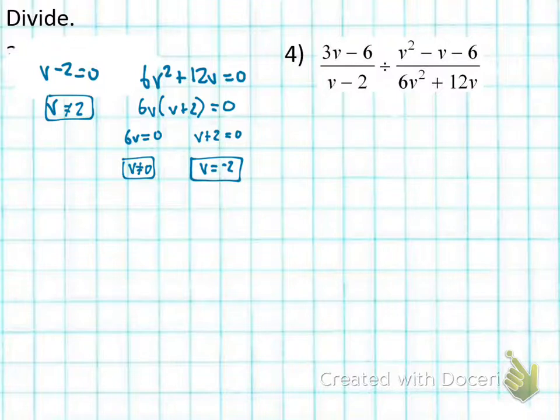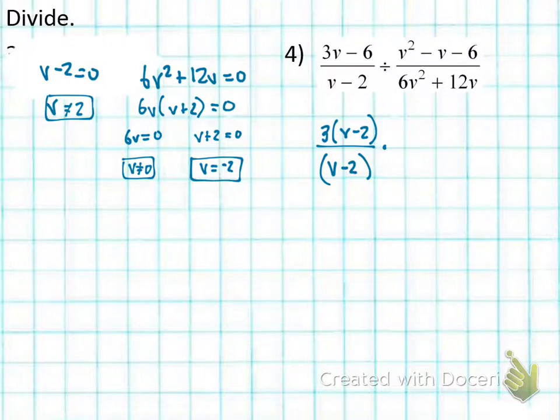So when I rewrite my problem, if I were a math student, I know this is a lot of work, so I kind of work as I go. So I'm going to do 2 steps. I'm going to factor and I'm going to flip. So first numerator, what can I factor out? 3, right? So we got 3 times v minus 2 over v minus 2 times my reciprocal.